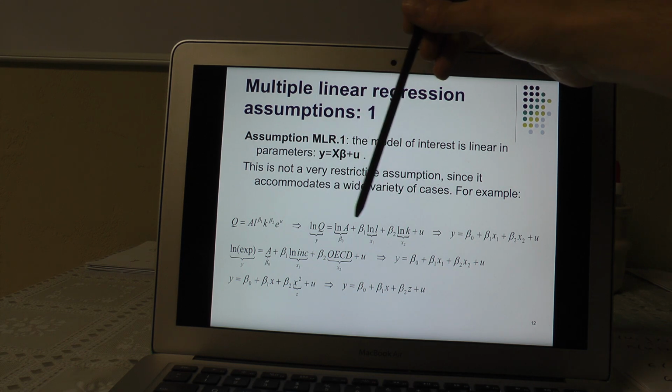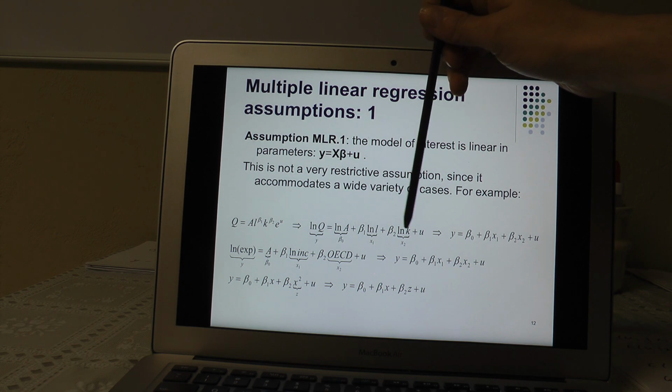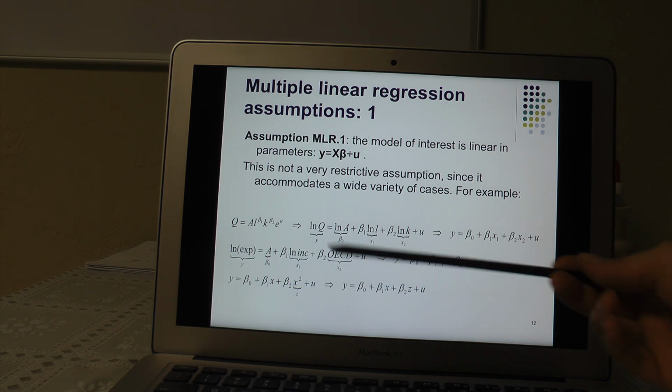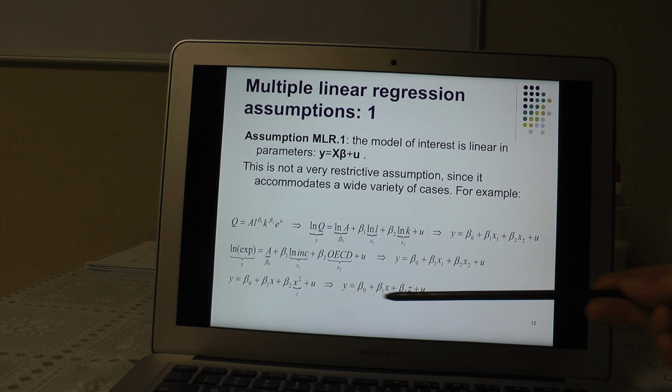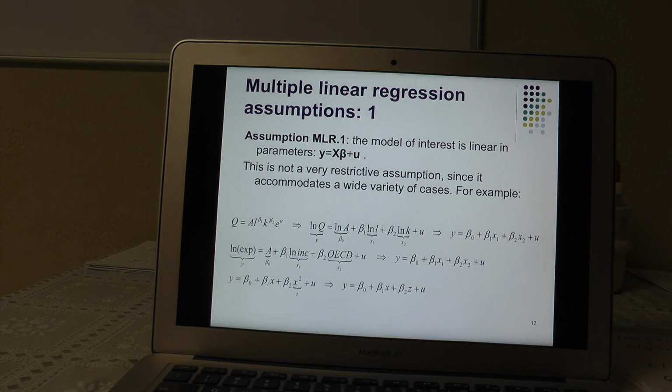But that is okay. For Stata, log of L would be just your variable x1, and log of K would be variable x2, and it will see a linear regression model, which it can easily estimate and give you beta 0, beta 1, and beta 2 estimates. Some more examples you can follow here. You can have x squared in the model, and this will allow you to estimate a parabola and not a linear relationship, and so on. So the linear in parameters assumption is not preventing us from doing nonlinear functional estimation.